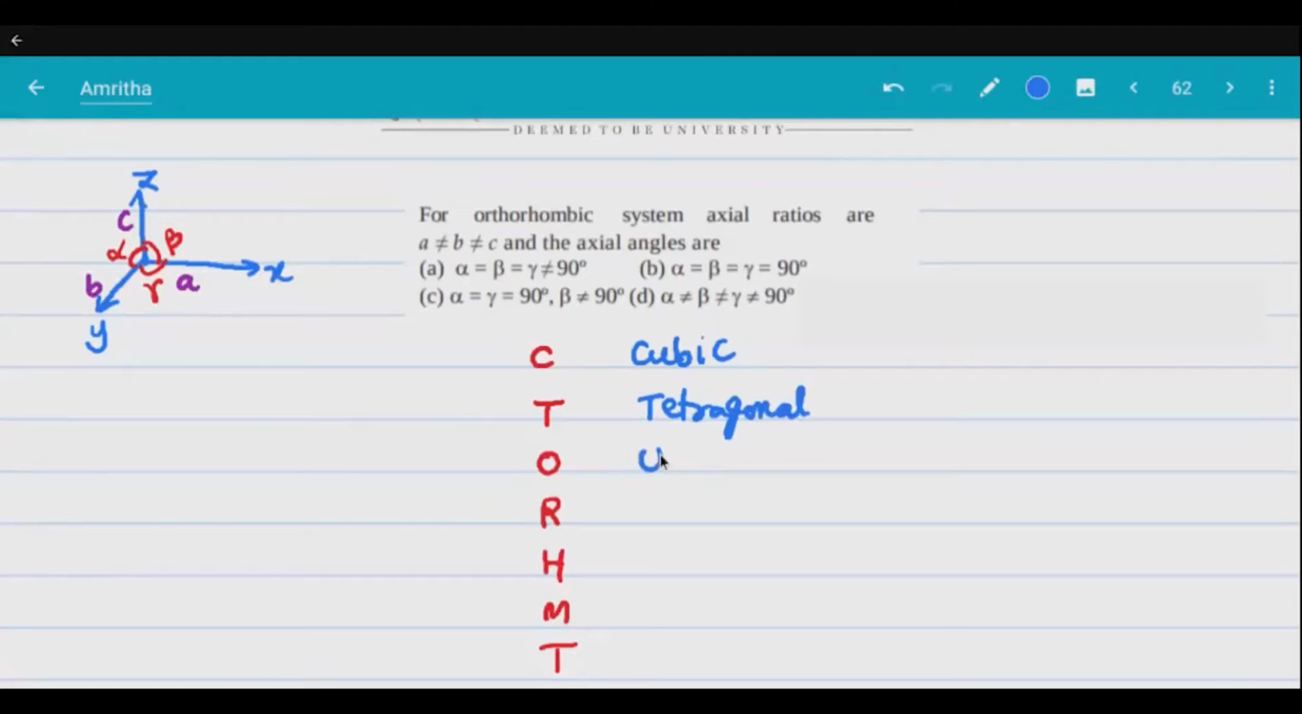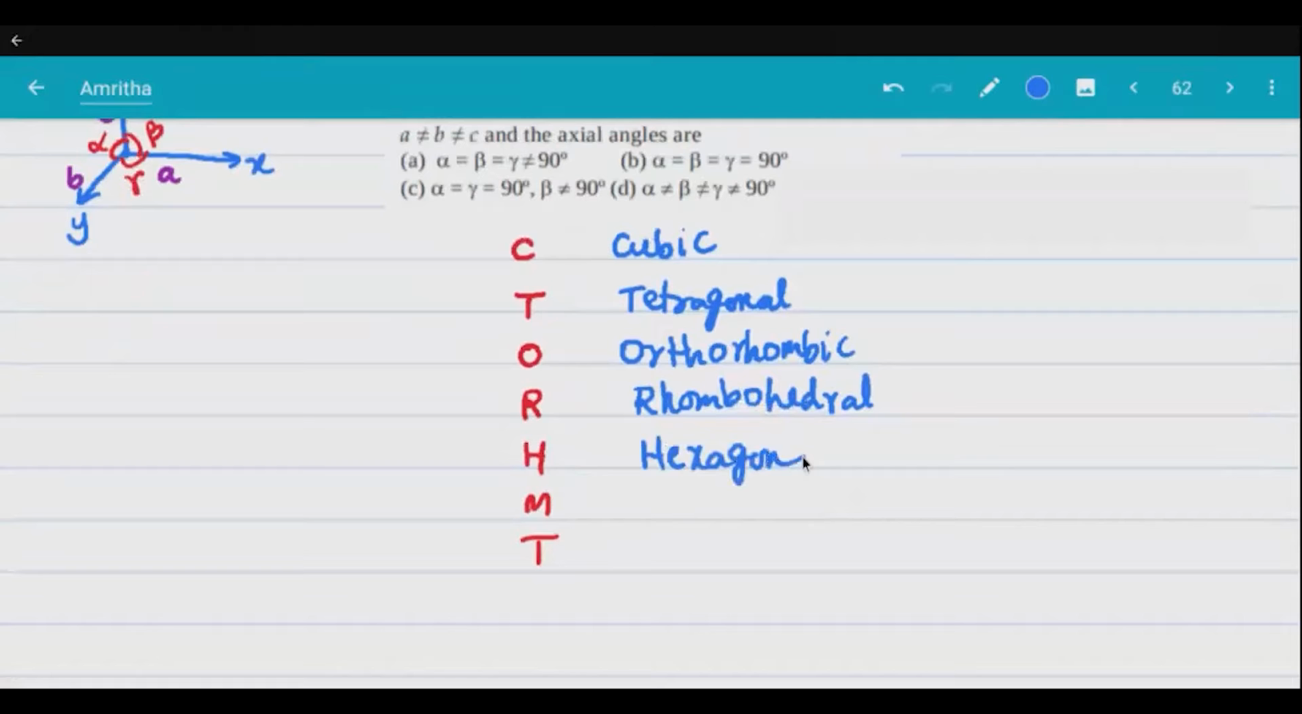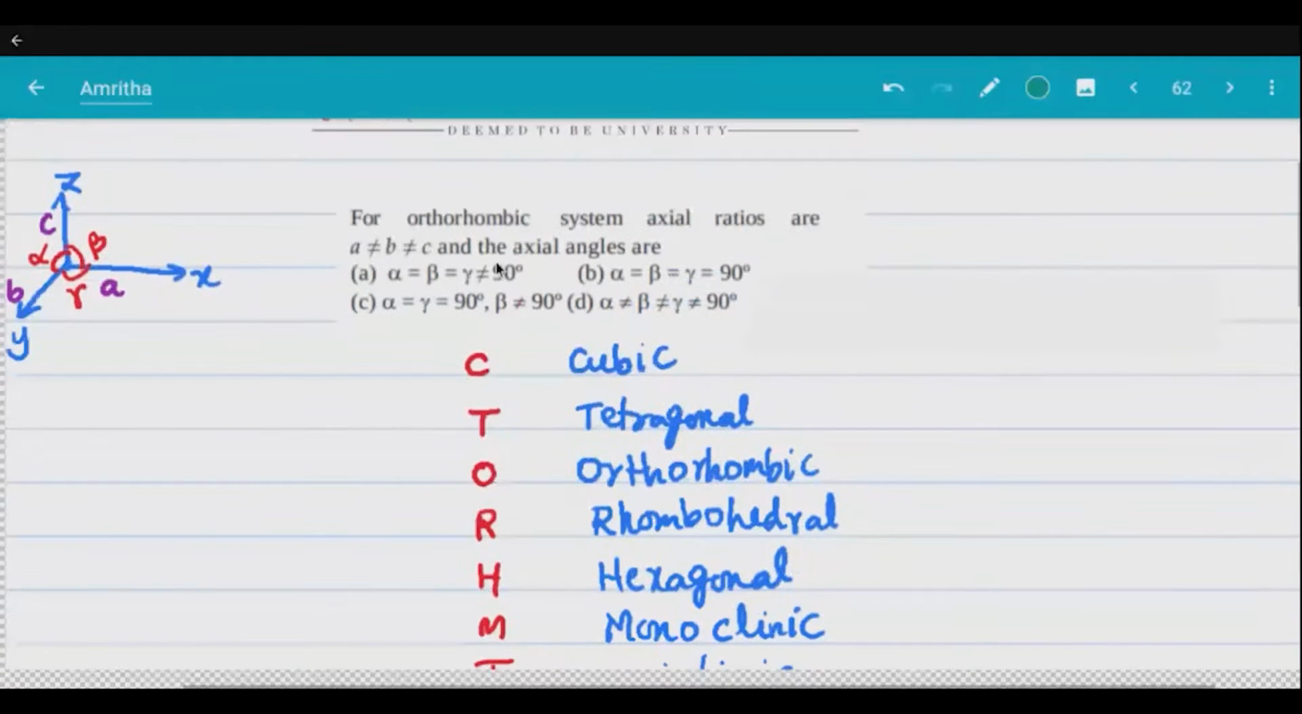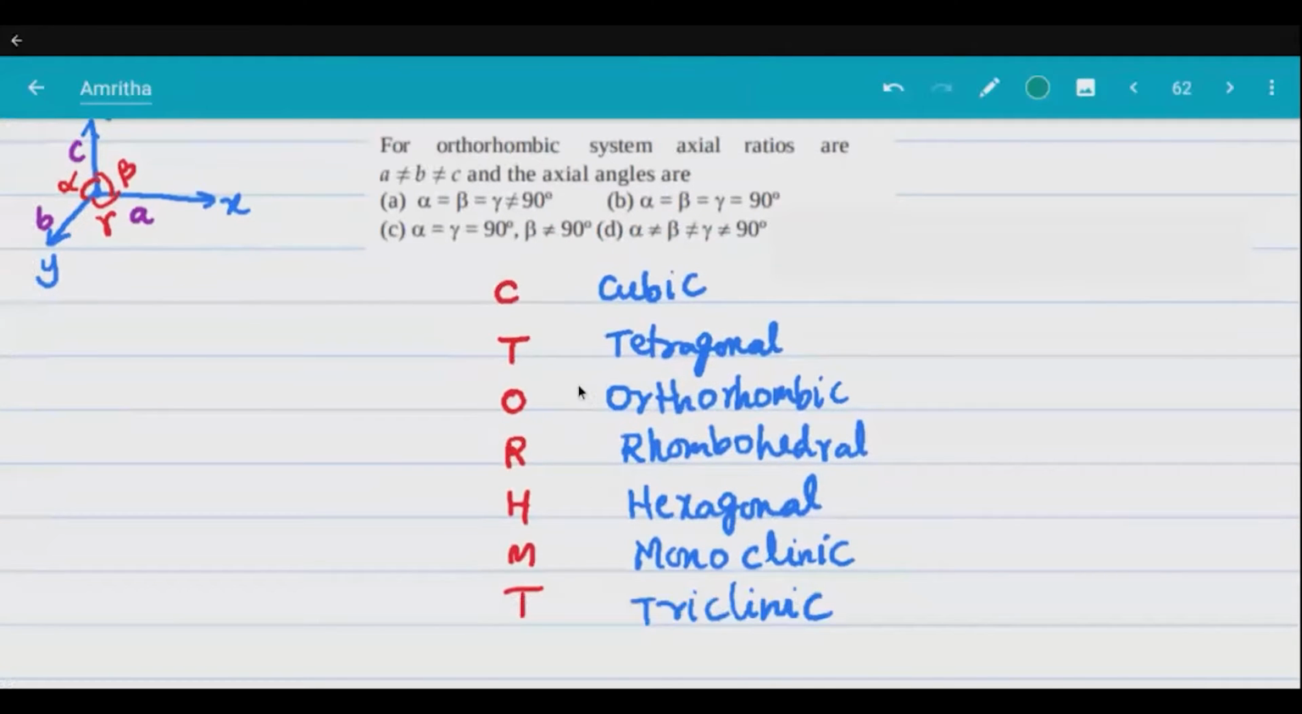Next, H is the hexagonal system, M is monoclinic, and the last one is triclinic. So this is the trick we use in a systematic way: CT or HMT. Orthorhombic is given, fine, but if any crystal system is given, we should be able to find out the a, b, c and alpha, beta, gamma relations easily.